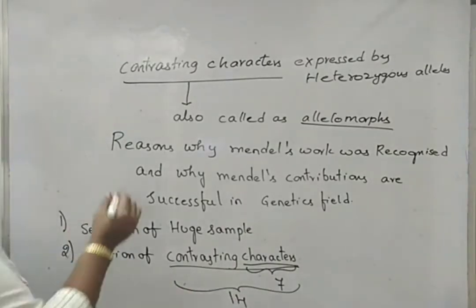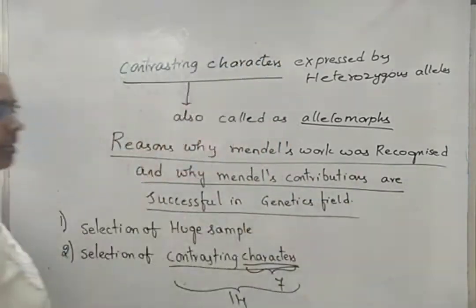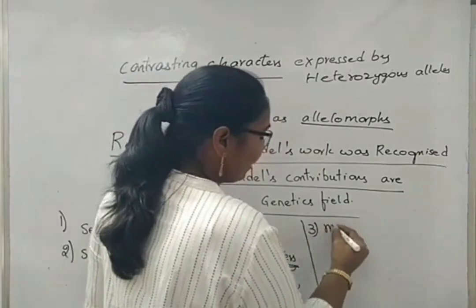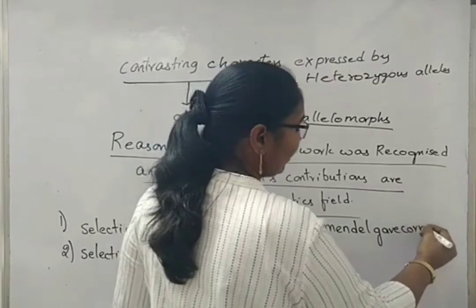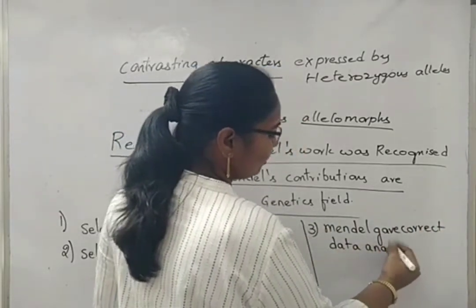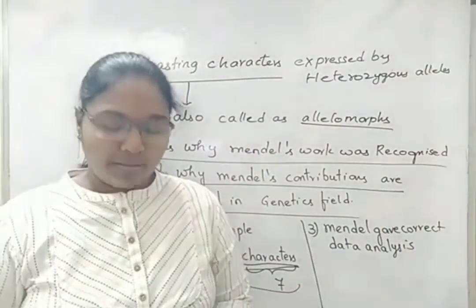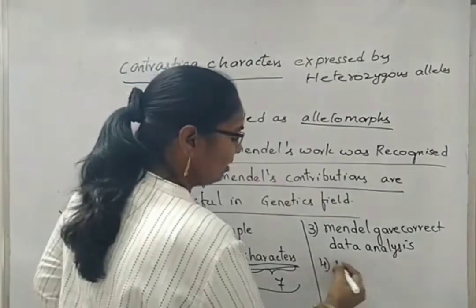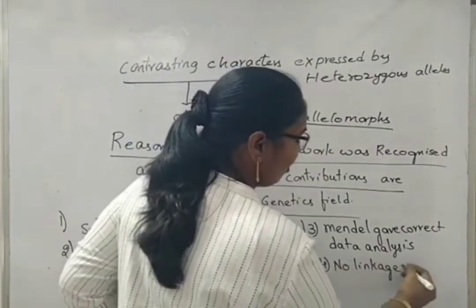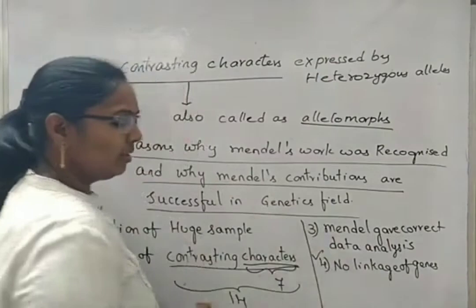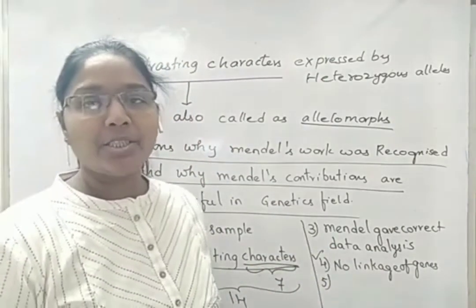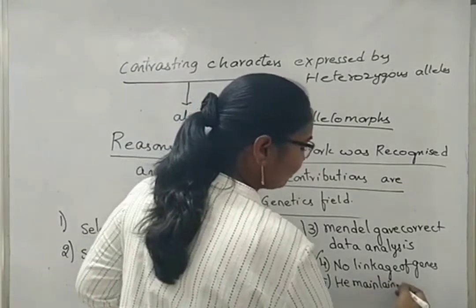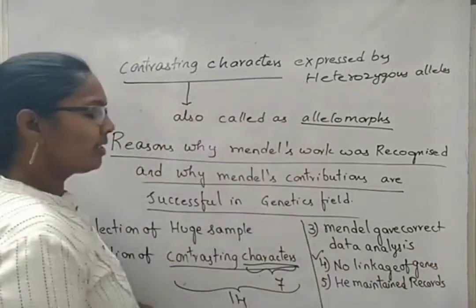Next, what are the major reasons for his success in the field of genetics? Because Mendel is also considered the father of genetics. Now, some more points. Mendel gave correct data analysis. And also, in the pea plant, there is no linkage of genes. I will explain what is meant by that sentence. Very important one: as a mathematician, as a statistical analyst, he maintained records.